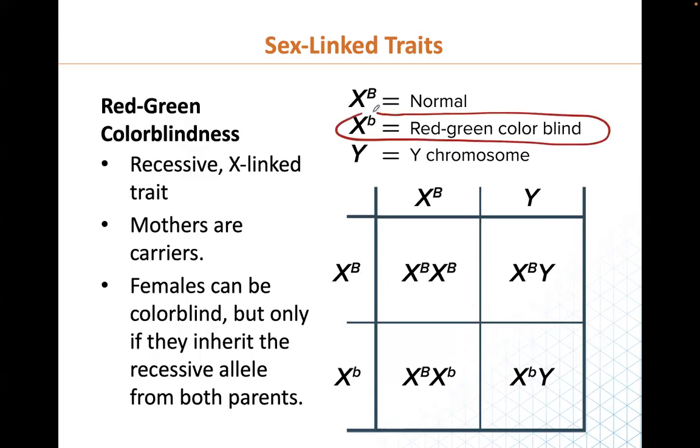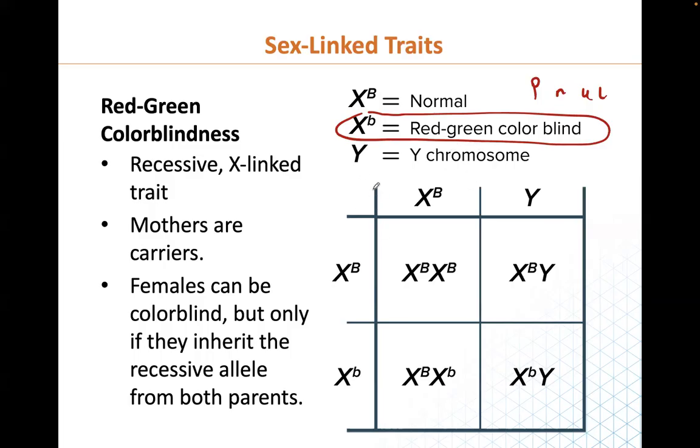It could be B, it could be P, it could be N, it could be U, it could be L, it could be whatever. We always use any letter to represent it. So the normal one is X uppercase B. The red-green colorblind is X lowercase b. And the Y chromosome is this.